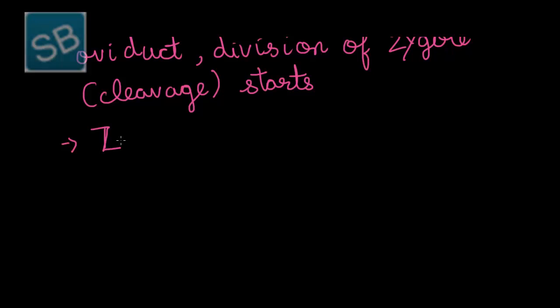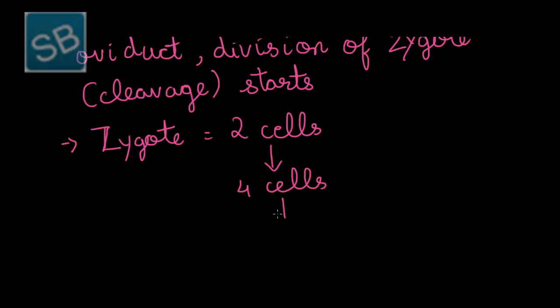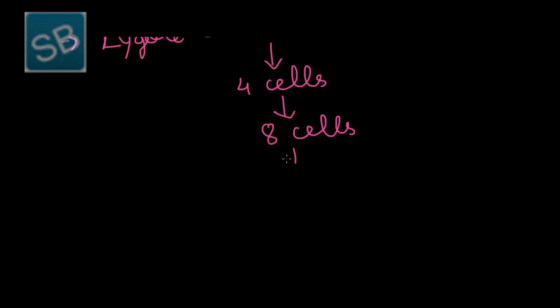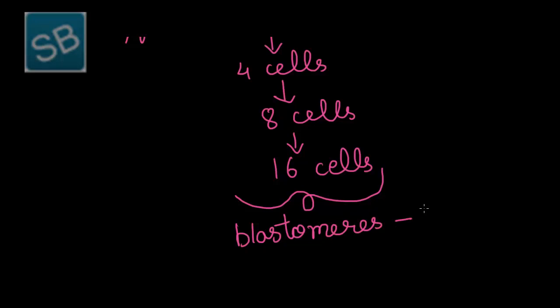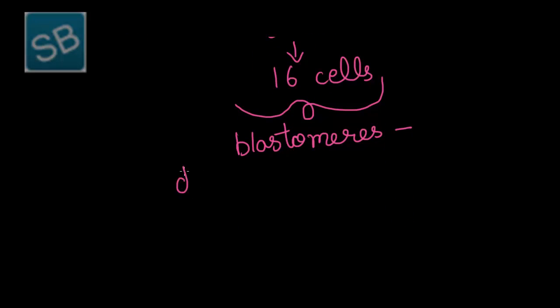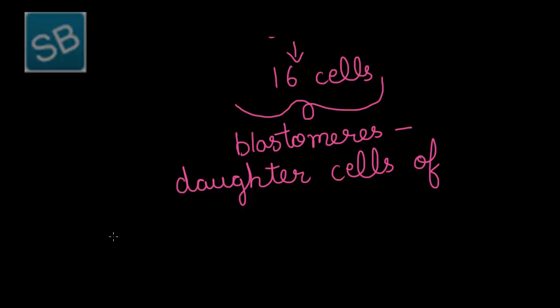Initially, the diploid zygote consists of 2 cells because it is diploid. Further multiplication leads to the formation of 4 cells, 8 cells, 16, and thus the process moves on, that is, the cleavage of cells continues. These divided daughter cells, formed due to cleavage, are known as blastomeres. Thus, blastomeres can be defined as the daughter cells of the embryo that are formed due to cleavage.